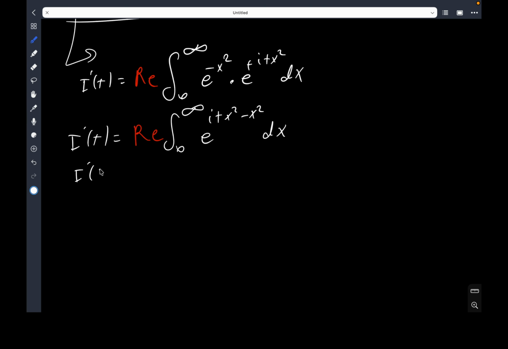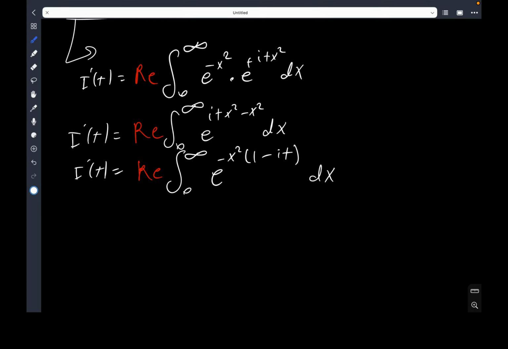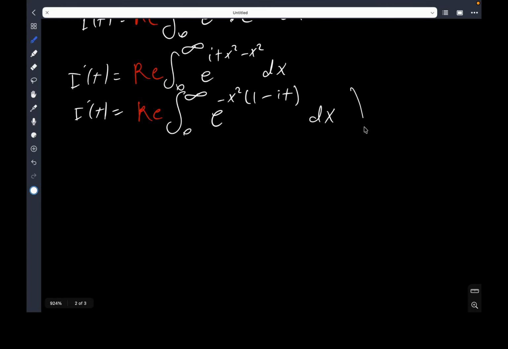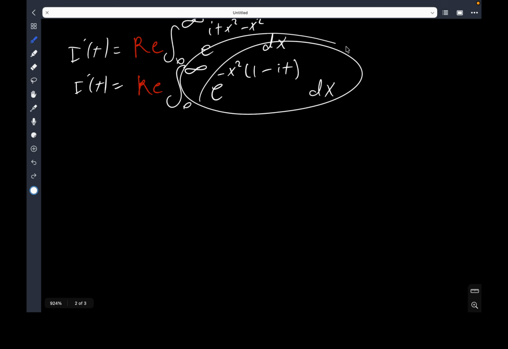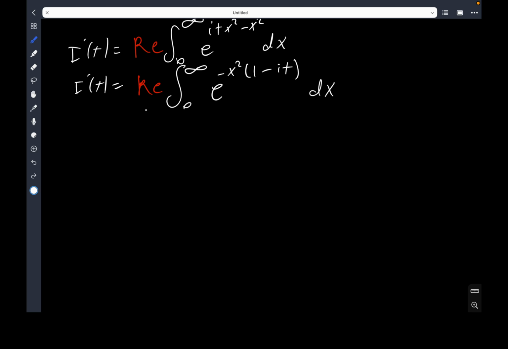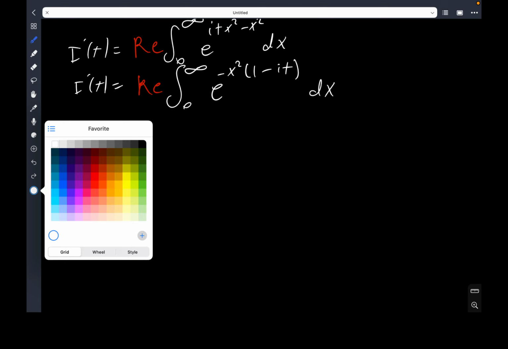And again, I prime of t is the real part of this integral, e to the negative x squared times (1 minus it) dx. So I get this integral right here that I can work on. This integral is a little bit hard to solve, but it's a Gaussian integral, generalized a little.